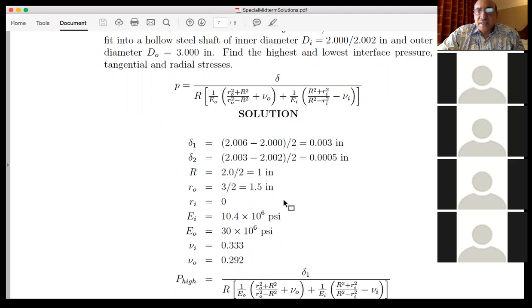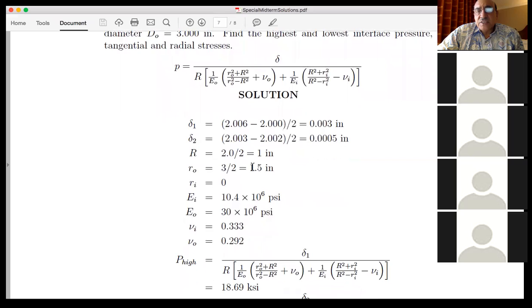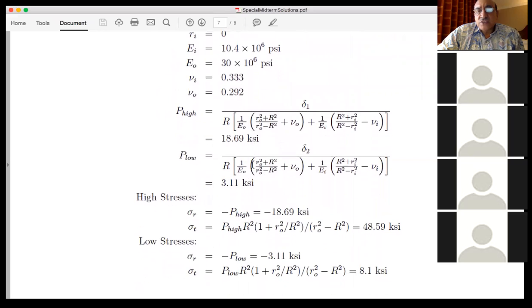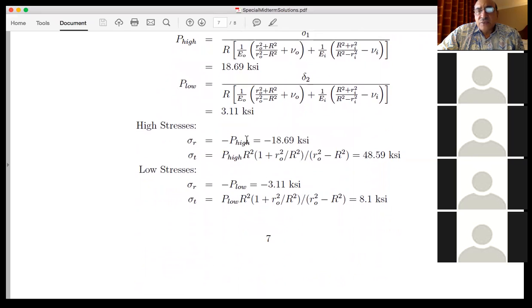If you look at this problem, the key is to find the minimum and maximum interferences, and then understand how to find the interfacial pressure. Once we get the interfacial pressure, we can use the pressure vessel equations to determine the stresses. So here's the highest pressure, the lowest pressure, and then we use the equations of the pressure vessel to get radial stress and tangential stress.